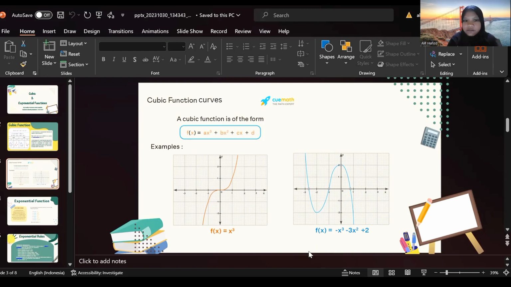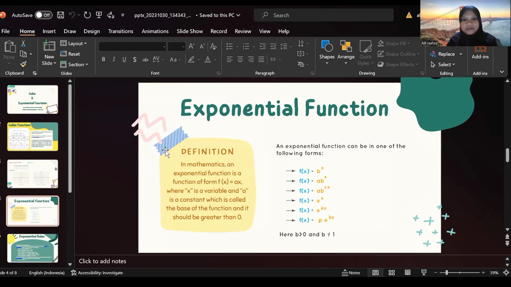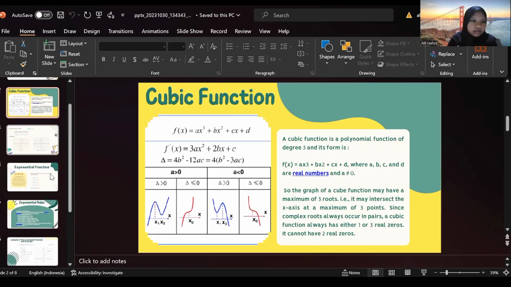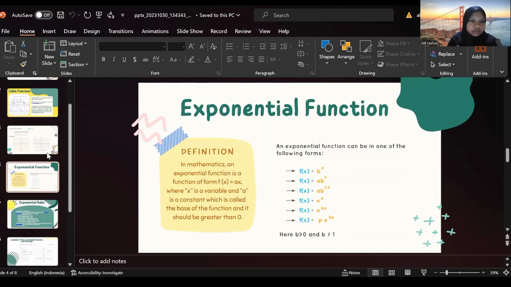So that's all for the cubic function curves. I will just make an addition. Okay, so right now we move to the next slide. We will discuss exponential function.